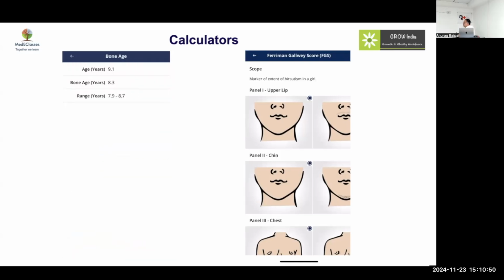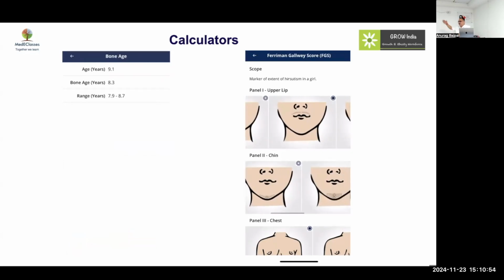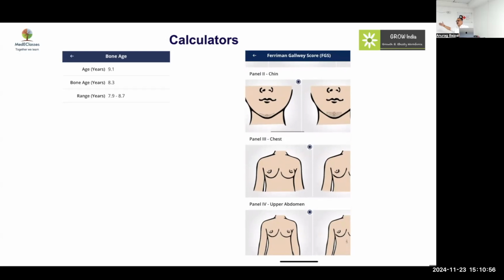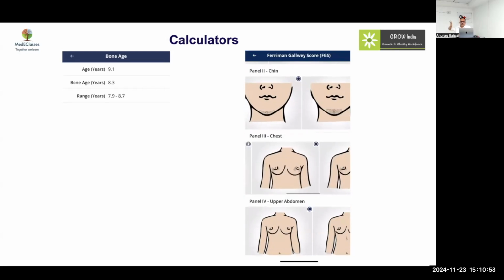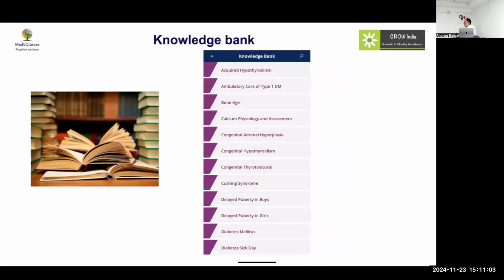And things like the Ferriman-Gallwey score, which may not be possible for the patient to examine right in the clinic, we can ask the patient to self-rate and they will give you a picture. So this is going to help you provide an objective estimate of clinical parameters.